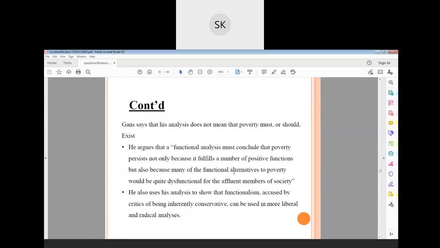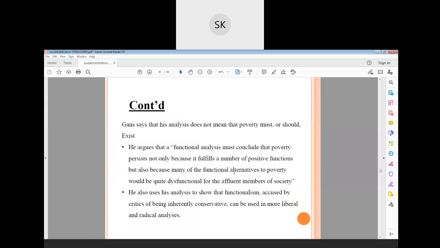These are Gans's ideas. And he also says his analysis does not mean that poverty must or should exist. He argues that functional analysis must conclude that poverty persists not only because it fulfills a number of positive functions, but also because many functional alternatives to poverty would be quite dysfunctional for the affluent members of society. They don't expect that fulfilling the positive functions alone will demolish poverty. You know what poverty is, right?